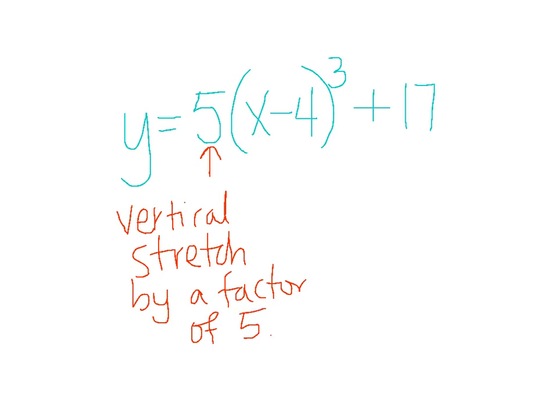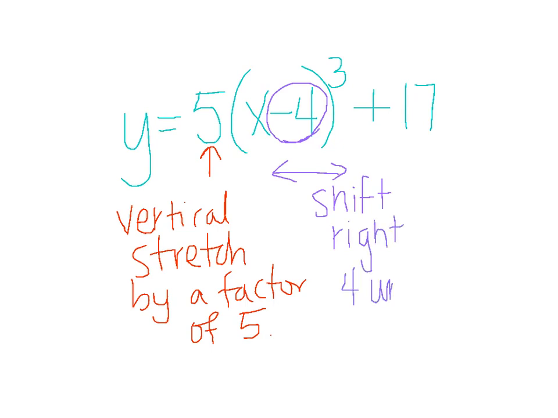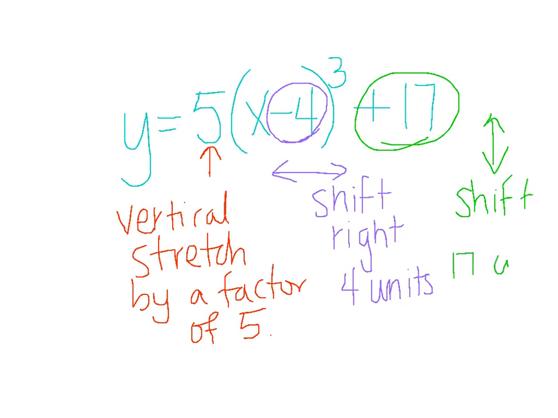If I look inside the house, I have an x minus 4 inside the house. Inside the house travels either left or right, and it does not follow the rule. So this is going to be a shift right 4 units. And then finally I have a plus 17 that is outside the house. That's either up or down. Because it is a plus, it is up. So that's going to be a shift 17 units up.